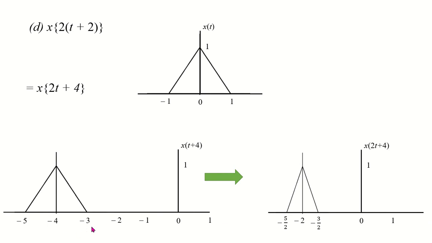In order to ensure that the compression has taken place correctly, since we are compressing this by a scaling factor of 2, that is half, then -3 would be written as -3 by 2, -4 will be -4 by 2, which is -2, and -5 will become -5 by 2.